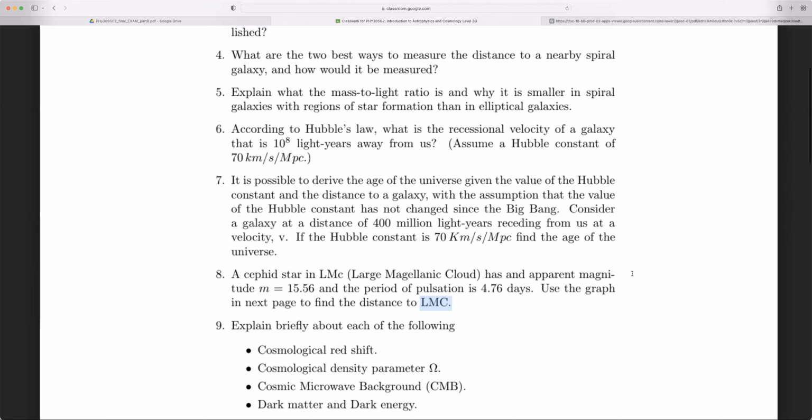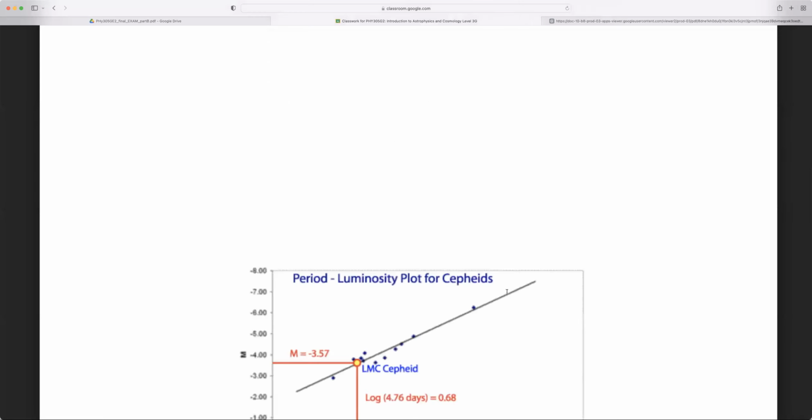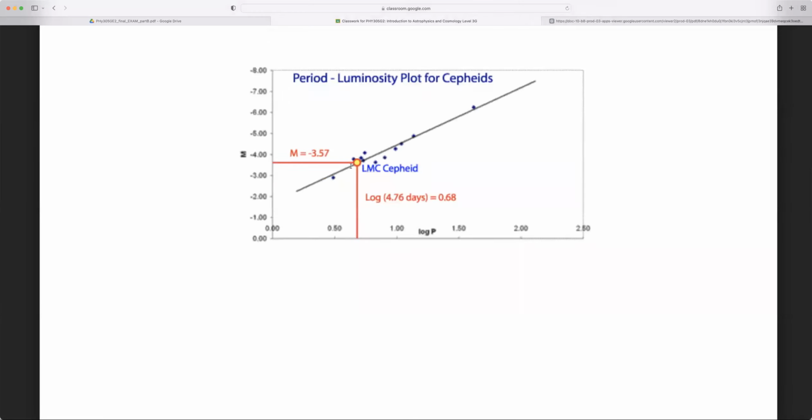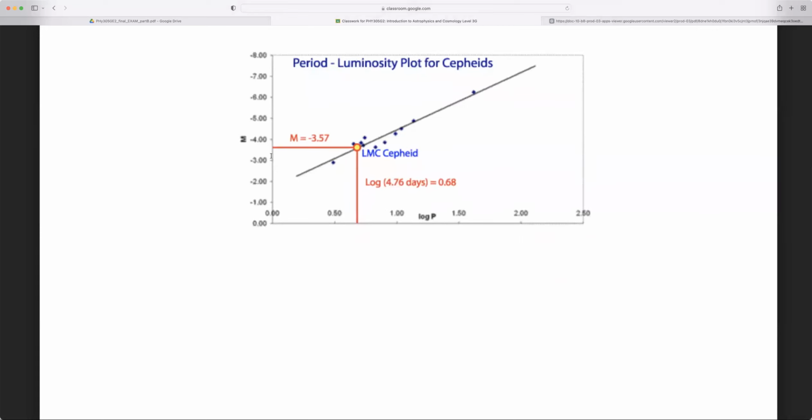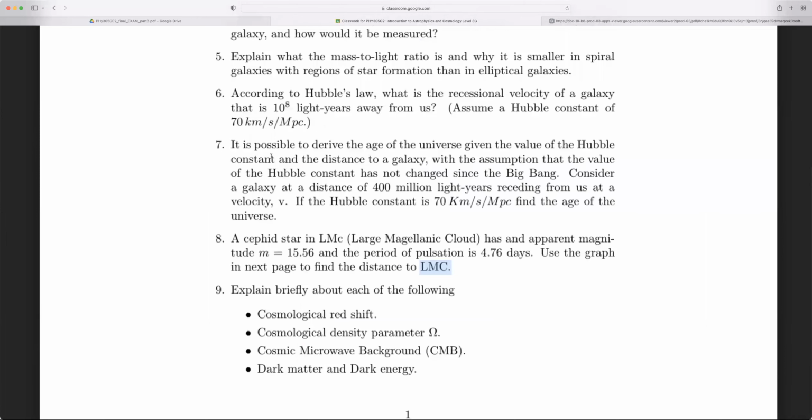And you can see the separate star is given, the apparent magnitude is given, and you are given the period of that. And there is a graph at the end. So once you know the period, you can find the absolute magnitude from that. If you know the absolute and apparent magnitude, you know how to find the distance, right? So that's how it is done.